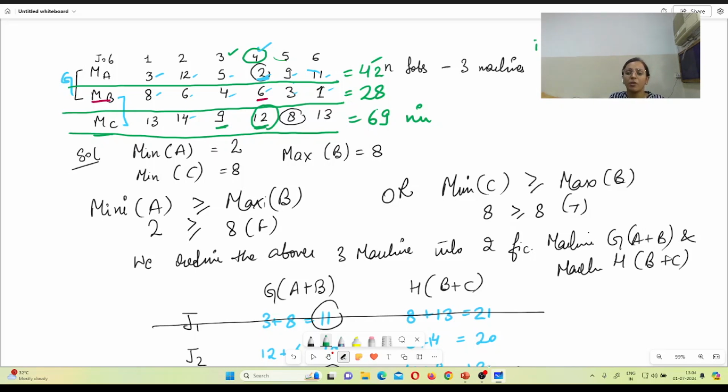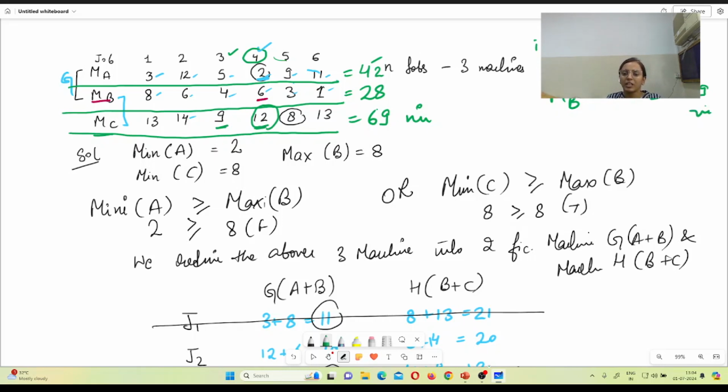You can also find the idle time for machine B in this way. What is the total elapsed time? It is 77, so we write 77. And machine B took only 28. So 77 minus 28 directly, then you will get 49 minutes. Yes, it is the same as what we did earlier. The answer is the same whichever method we use.